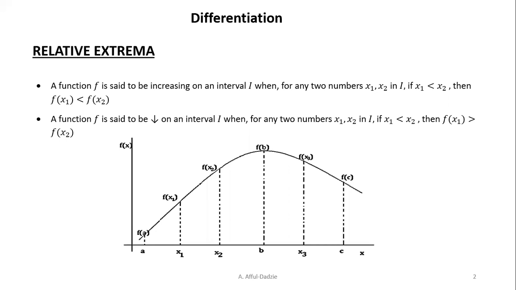So we are interested in, supposing we are increasing, at what point are we at the highest, and if we are decreasing, at what point are we at the lowest? That is the idea of this relative extrema, the relative extreme point. Supposing we have this interval I, and along that interval we are increasing, at what point is the highest possible point, and at what point is the lowest possible point?